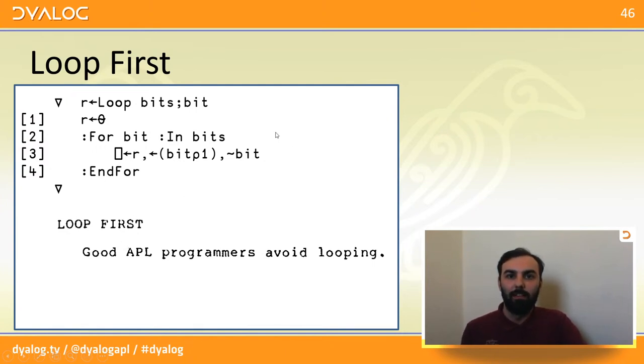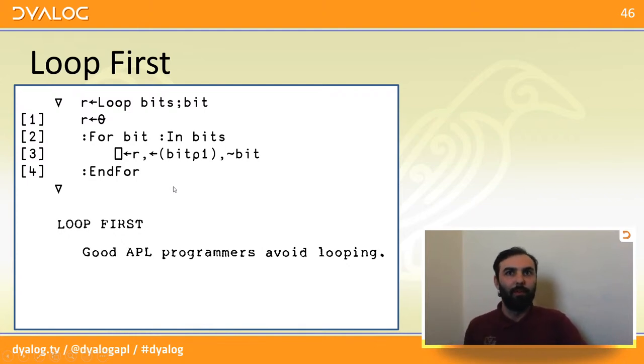One thing that's particularly bad in APL systems is having to interpret the code every time you loop around. There's a lot of overhead there. It ends up being very inefficient. The second thing that I want to mention is we're preparing this output array and then repeatedly appending to it. Every go around the loop, we're extending the array, and that's fairly inefficient as well.